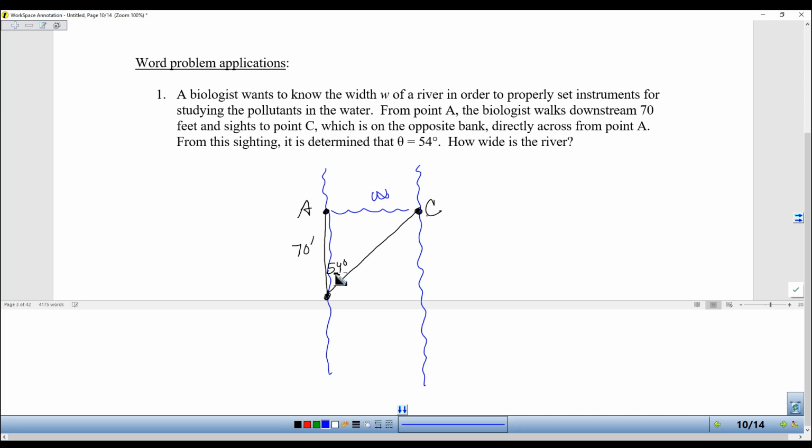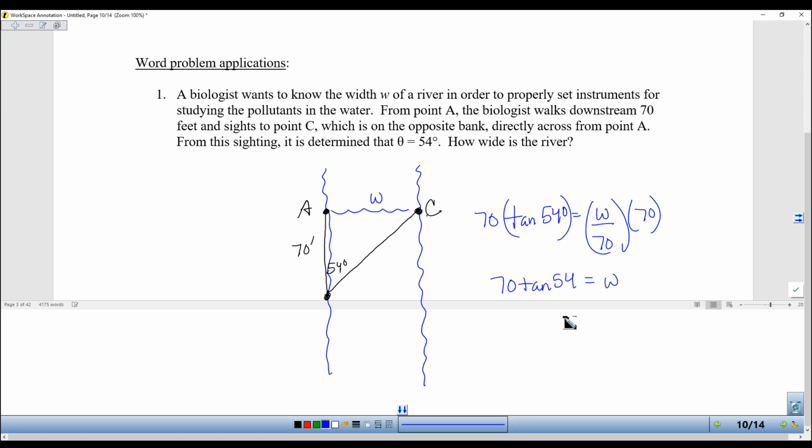So which trig function do I want? I know the adjacent side and I want to know the opposite side. So I'm going to use tangent. So tangent of 54 degrees is equal to opposite over adjacent. I clear my fraction and make sure my calculator is in degree mode, and I just type it in because it's not one of our known angles. And W comes out to be 96.347 feet across the river.